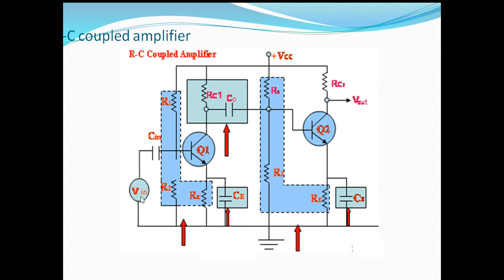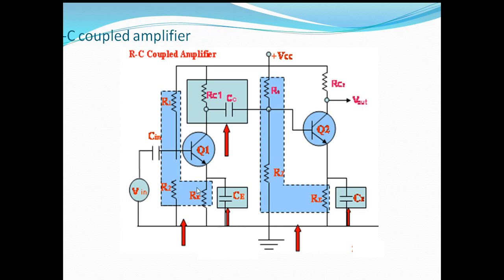Okay, first this is the input signal, the input AC signal. This input signal flows through to the base of the first stage. Here this is C in, the input capacitor. This is used to eliminate the DC, if any, in the input signal. Through it the input signal flows to the base of the first stage transistor, and R1 and R2 provide the required biasing to the transistor.